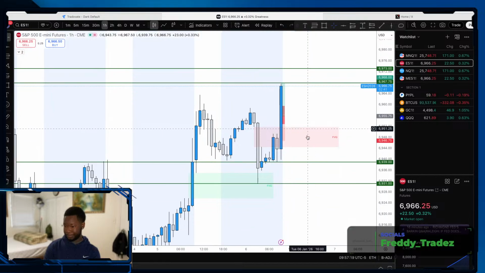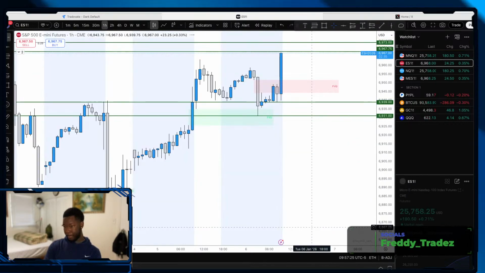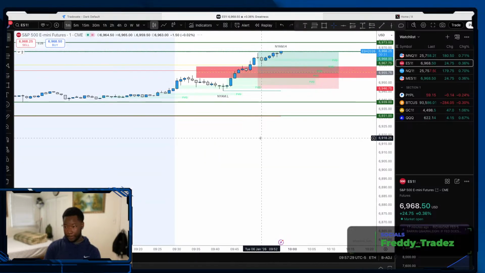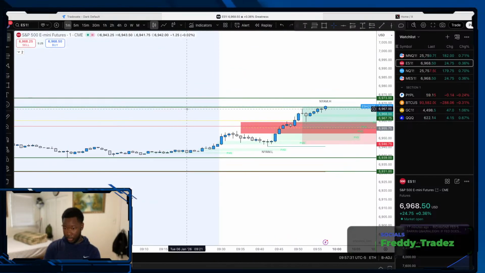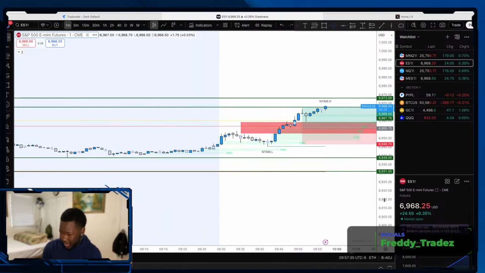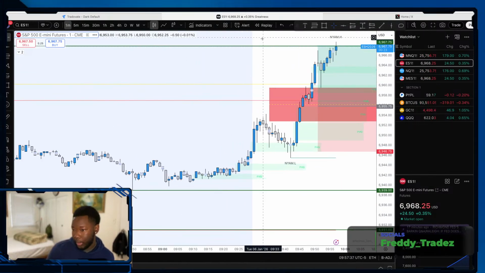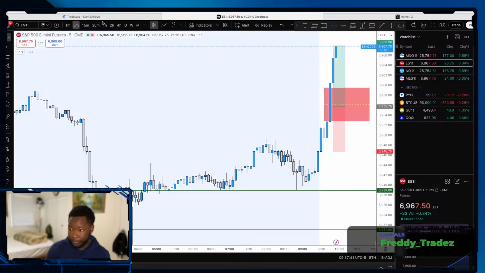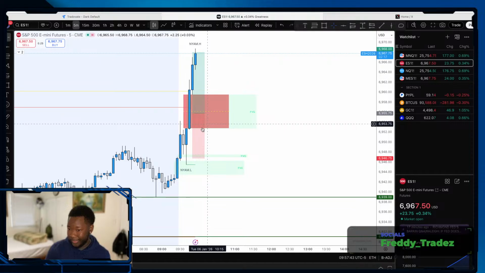Bias is right. Can we get a good entry? NQ is pushing. Oh my gosh. All right, let me take out this hourly. All right, so we're tapping into this 4 hour gap on ES. Let's see if we can get some rejection here. Come back down into this 5.